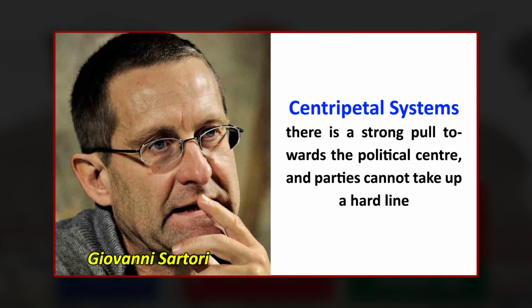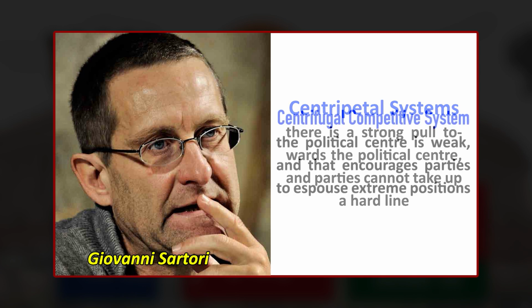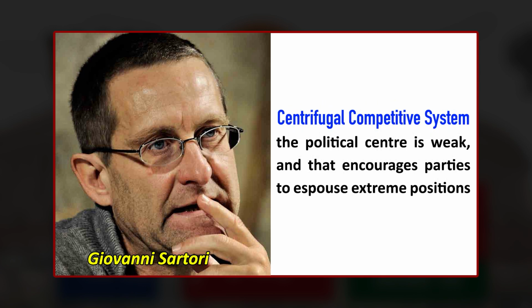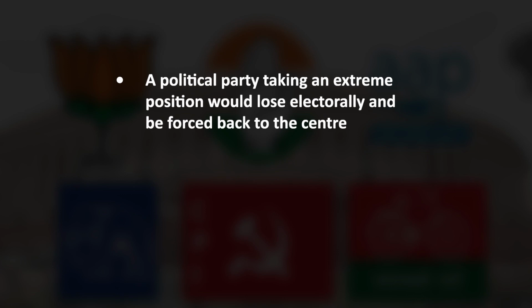In a centripetal system, there is a strong pull towards the political center, and parties cannot take up a hard line. In a centrifugal competitive system, the political center is weak, and that encourages parties to espouse extreme positions. A two-party system is characterized by low party fragmentation and minor ideological distancing between parties in a centripetal order. The political party taking an extreme position would lose electorally and be forced back to the center.